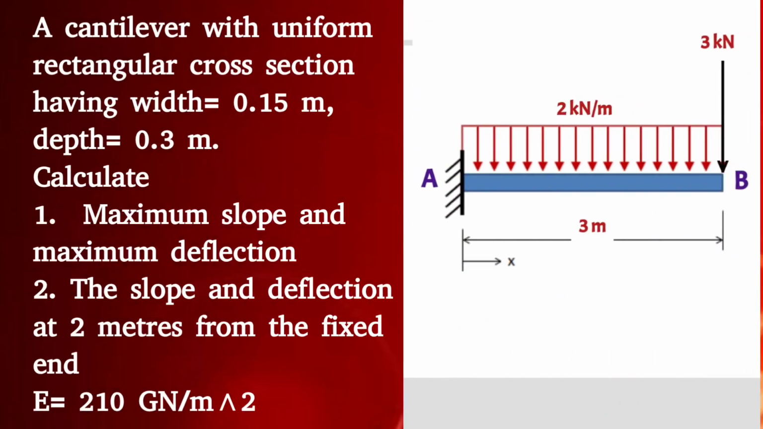Given question, a cantilever with uniform rectangular cross section having width equal to 0.15 meter and depth equal to 0.3 meter. Calculate maximum slope and maximum deflection. Second, slope and deflection at 2 meters from the fixed end. Take E equal to 210 giganewton per meter square.